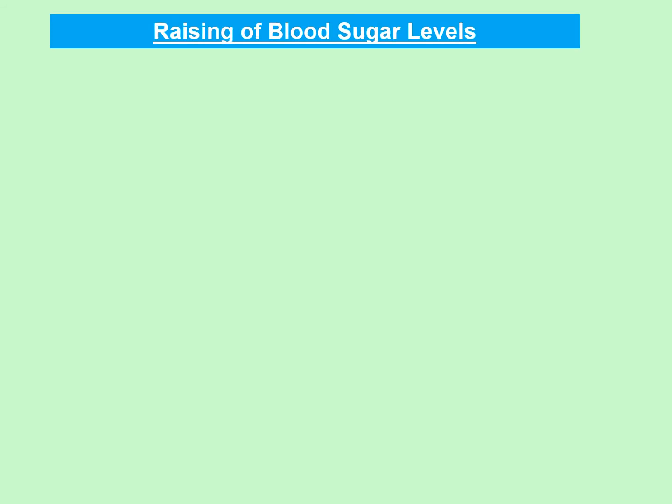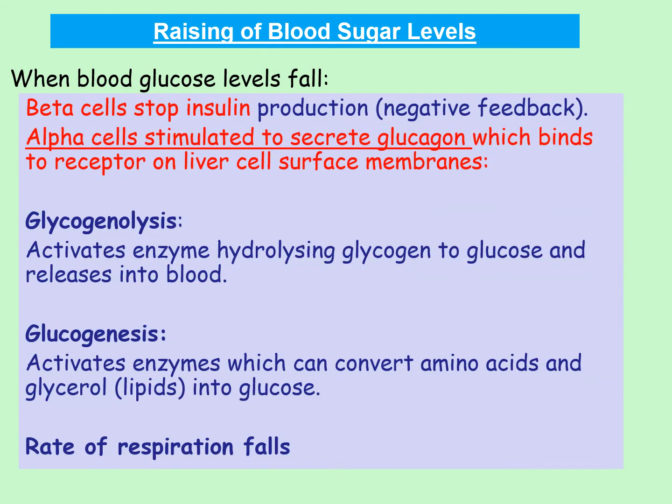So then the other side of that is what happens after a meal. A healthy person, if they go a long time without eating, their blood sugar levels might drop, and you need to increase the blood sugar levels in your body. So how do you do that? Well, the alpha cells secrete glucagon, which binds to receptors on the liver cell surface membrane. The beta cells will stop producing insulin as a result.